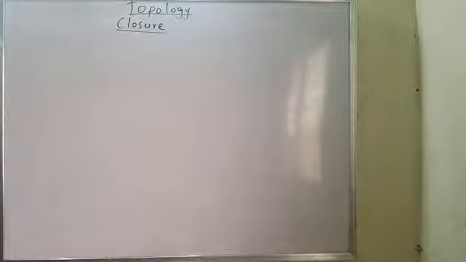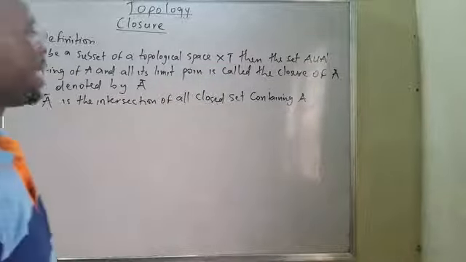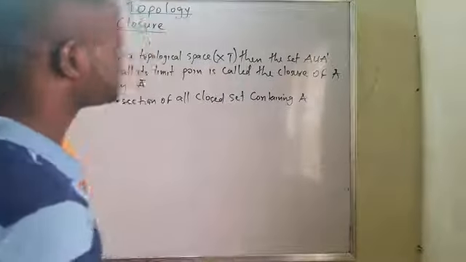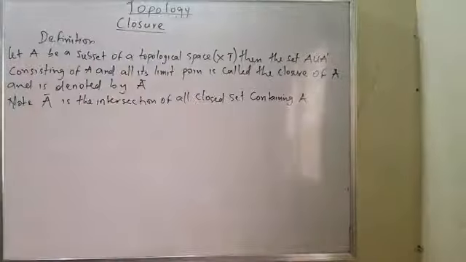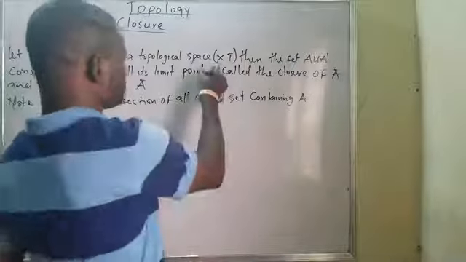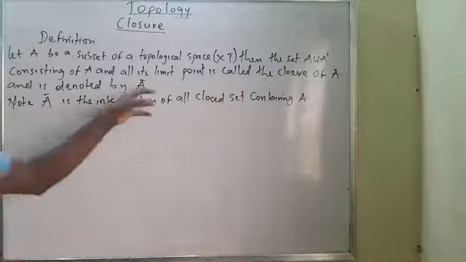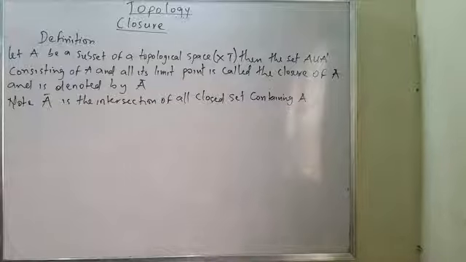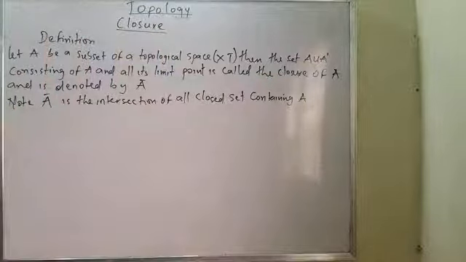When we talk about closure, the definition says: let A be a subset of a topological space X. Then the set A union A prime, consisting of A and all its limit points, is called the closure of A, and is denoted by A closure. Note, the closure of A is the intersection of all closed sets containing A. That is what I mean.